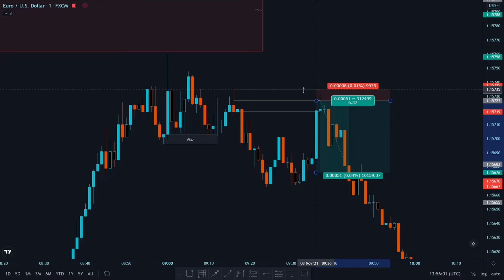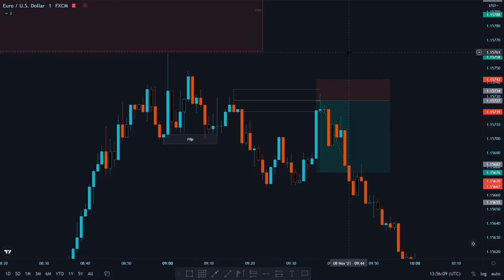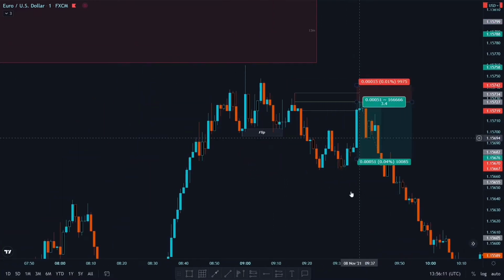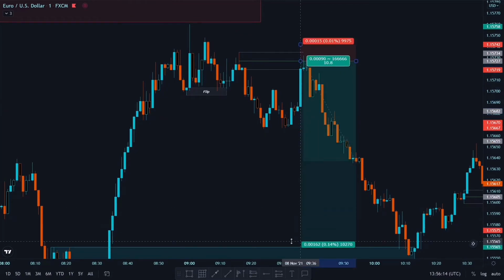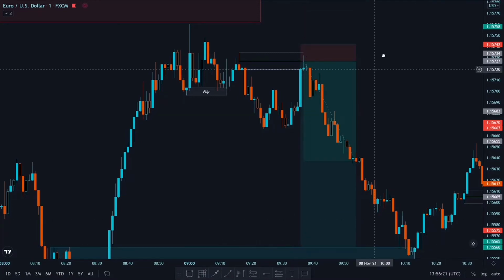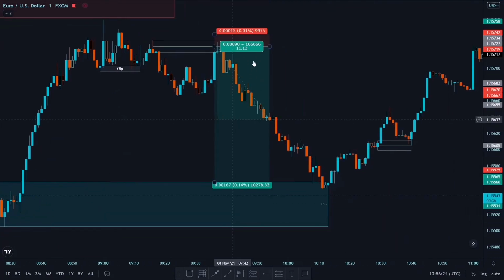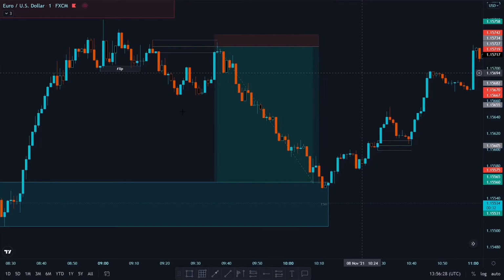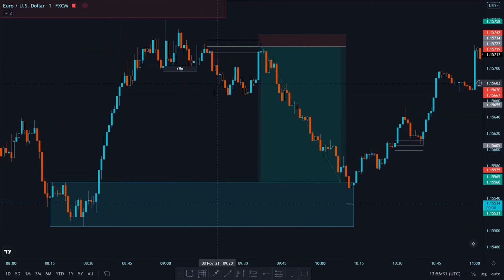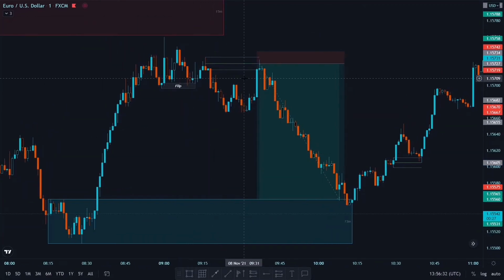We have 0.8 pip stop loss, so I give it some breathing room, make it 1.5, and I was targeting this 15-minute demand zone here. So we bang 11.13 hour here, and this was the whole idea behind this trade.